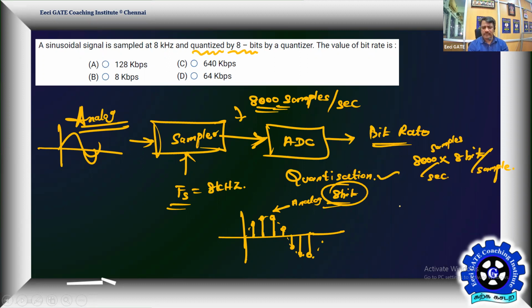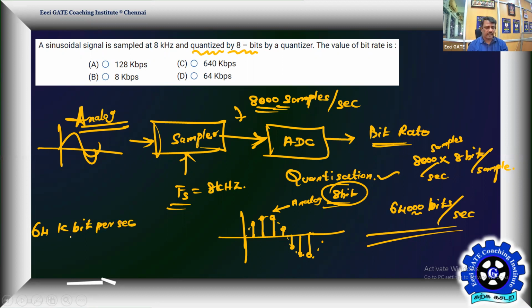So 8 into 8 is going to be 64,000 bits per second, which will be your bit rate. Then this 1,000 will be taken as kilo, so 64 kilobits per second. If you take it this way, bits per second, we call this KBPS. 64 KBPS, that's the bit rate. The right answer is option D, the perfect answer for this problem.